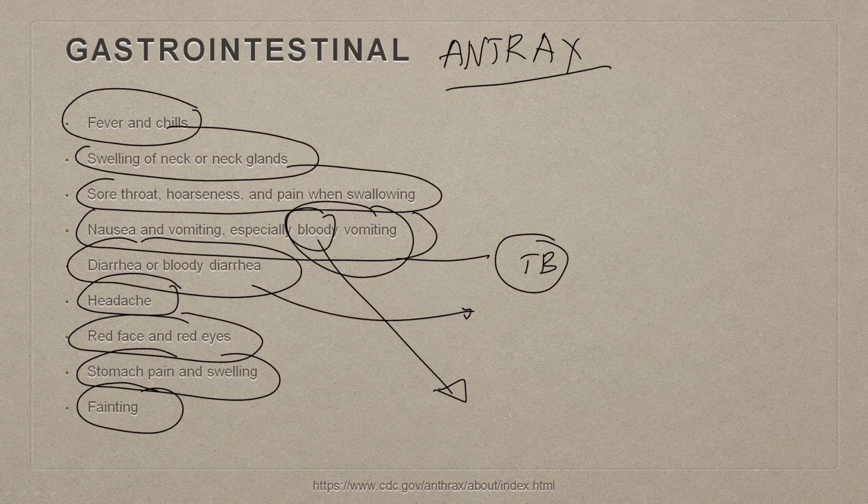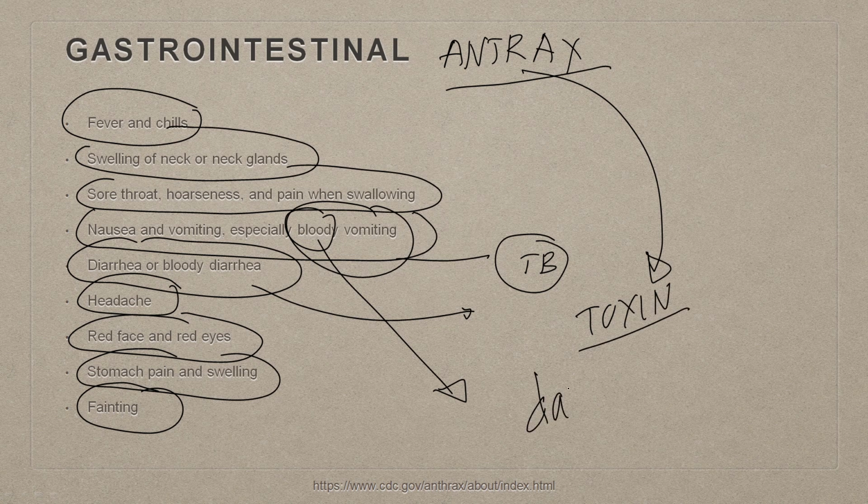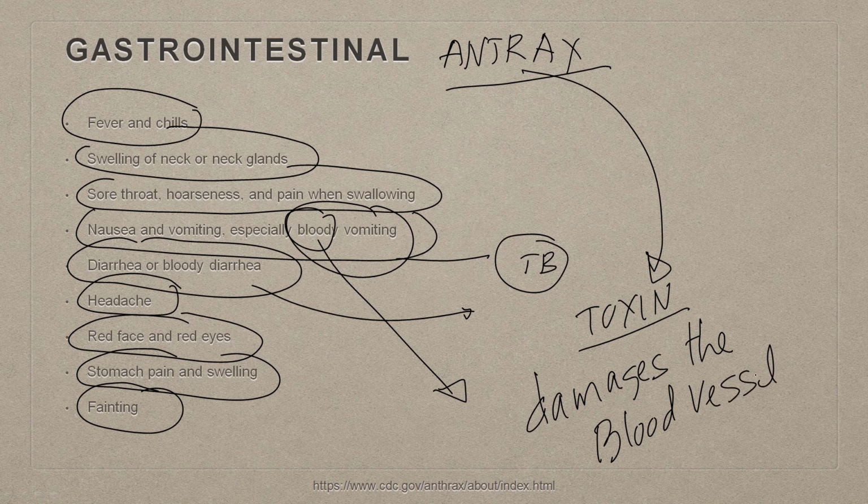That means this pathogen, the toxin, damages the blood vessels. Because whenever the blood vessels get damaged, the blood comes out through the different orifices of your body. It can come out while you are coughing, it can come out in your stool, it can come out from wherever it needed.